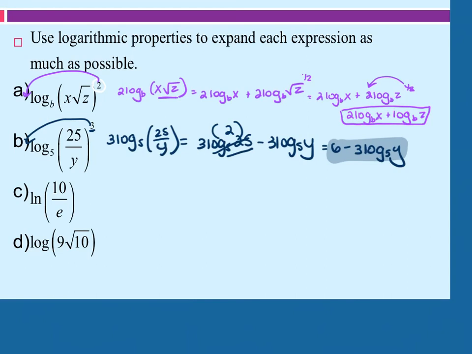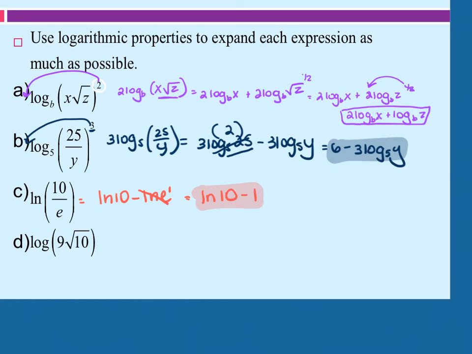C is ln of 10 over e. It's a quotient, so it becomes ln of 10 minus ln of e. ln of e cancels, giving me its exponent, which is technically a 1. So this would be ln of 10 minus 1.